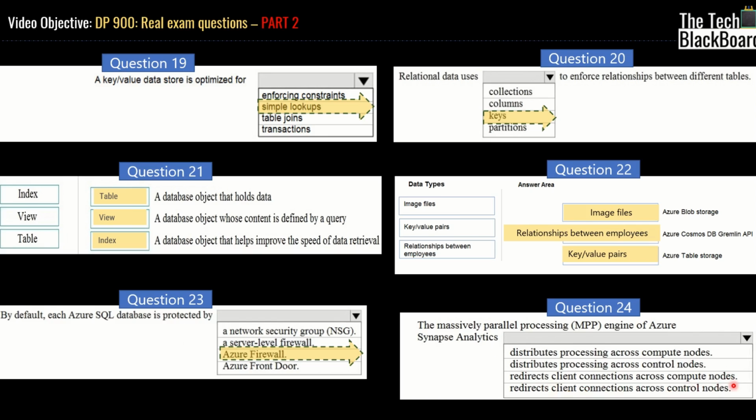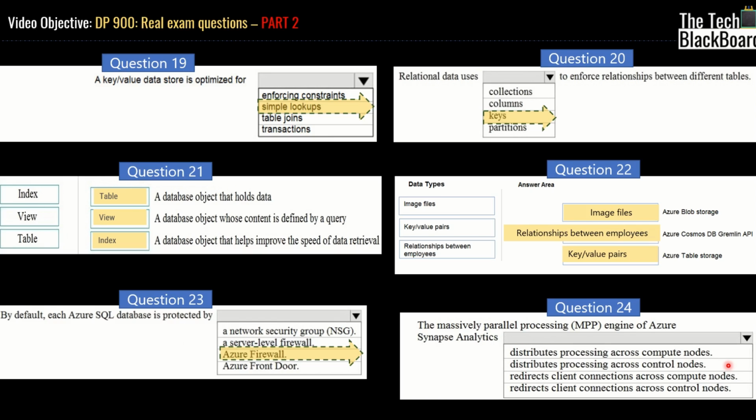If you look at this question, the last two options are not very relevant because they talk about redirecting the client connection, which has nothing to do with parallel processing. Now, coming to the first two options: either it distributes processing across compute nodes, or across control nodes. Control nodes control the processing. Whenever something comes in for processing, control nodes decide which compute nodes will actually process it. So they are more of a controller, right?